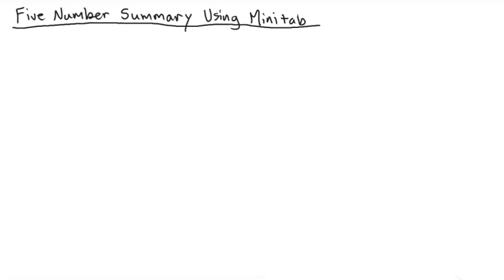Alright, so what we're going to do in this video is learn how to identify the 5-number summary using technology. In particular, we're going to use the statistical software Minitab. Now, it's important to understand that Minitab actually uses a different procedure for identifying quartile 1 and quartile 3, and so you may not get the same results in Minitab that you would get if you did it by hand. So I'm going to make that little note here.